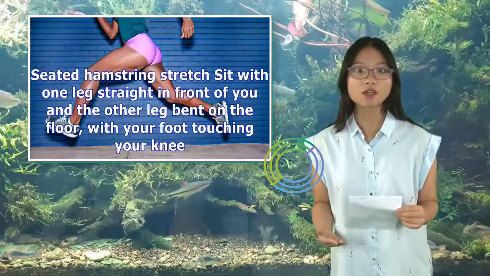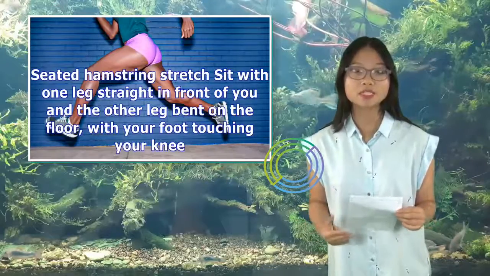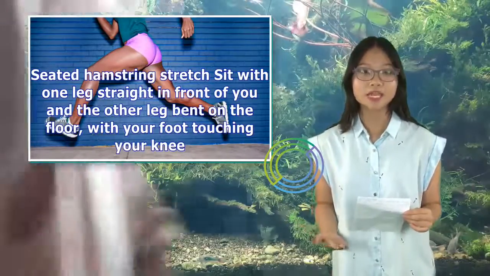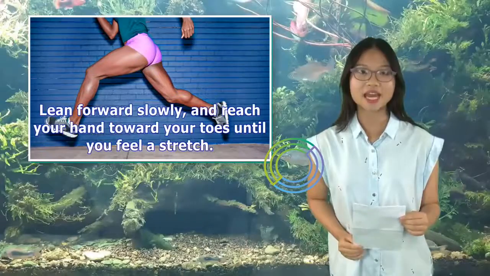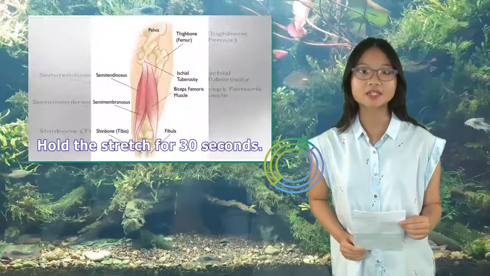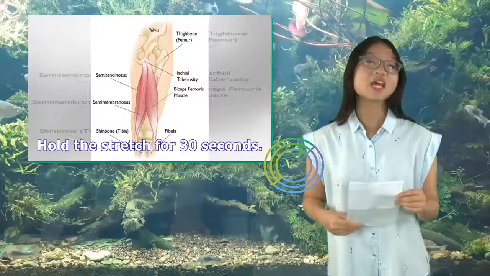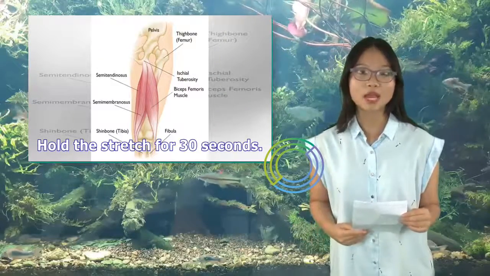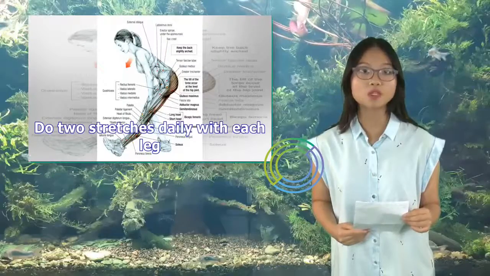Seated hamstring stretch. Sit with one leg straight in front of you and the other leg bent on the floor, with your foot touching your knee. Lean forward slowly, and reach your hand toward your toes until you feel a stretch. Hold the stretch for 30 seconds. Do 2 stretches daily with each leg.